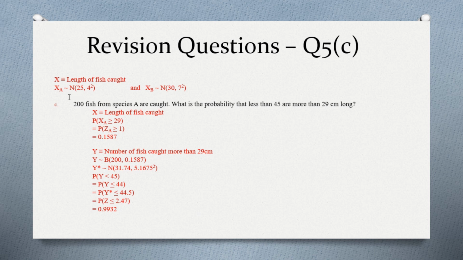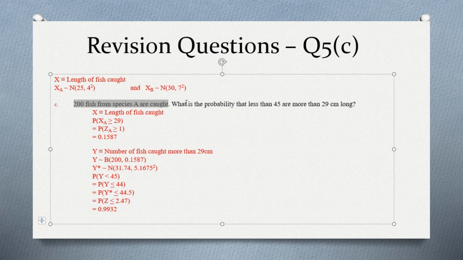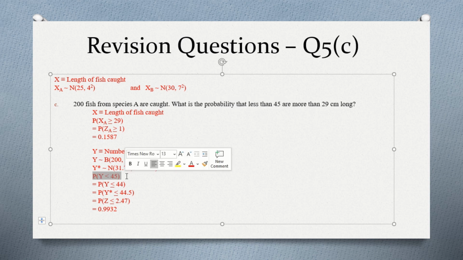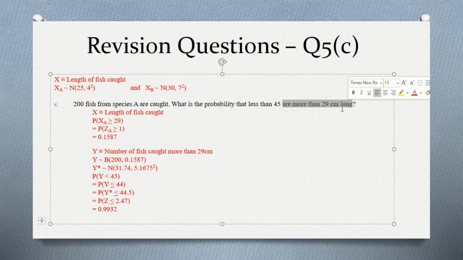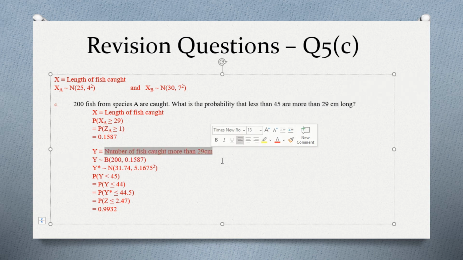200 fish are caught. So this also tells you again, this is going to be a binomial distribution. What is the probability that less than 45? What is the probability less than 45? This is what we are calculating. Less than 45. Do you see that? Are more than 29 cm long. This last part is my event. Number of fish caught more than 29 cm.